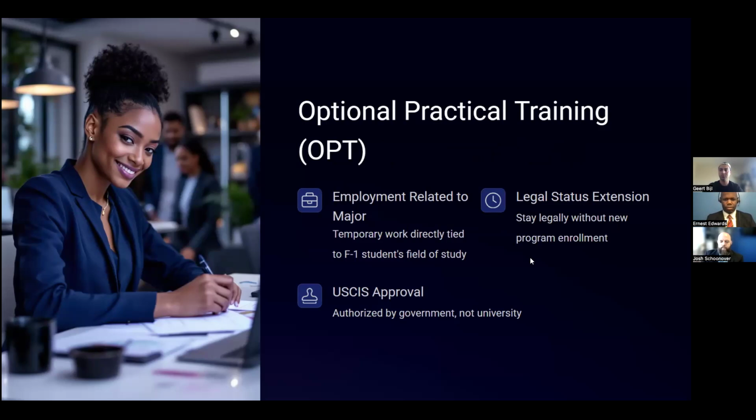And it's employment authorization approved directly through the federal government. So if you're familiar with CPT or curricular practical training, that's done during the program of study and that's approved by the university's DSO. This one is a little bit different because it's approved by USCIS. And so as part of that, the requirements are pretty strict in terms of how to apply and when to apply. So we're going to talk about that a little bit.